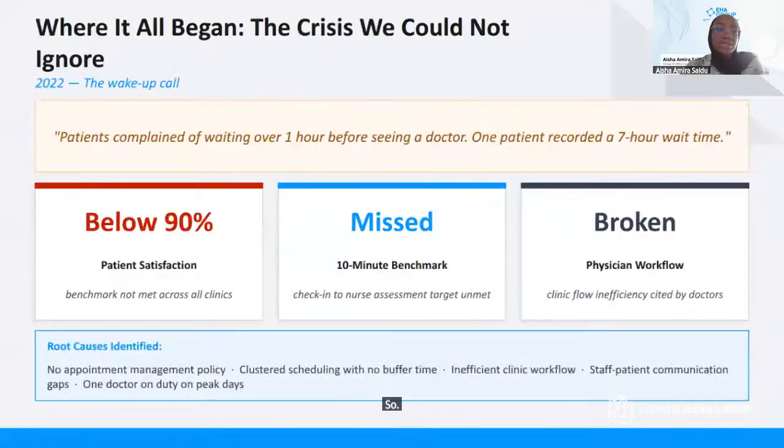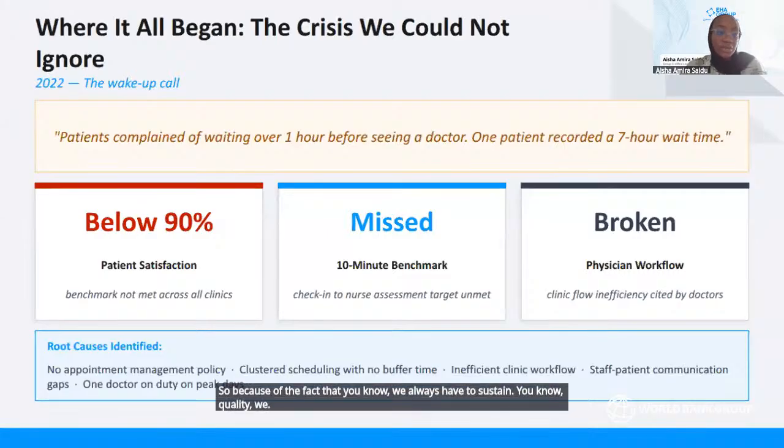So basically where this all began is 2022. Because we always have to sustain quality, we had a very high turnout of patient complaints. Patients complaining that they've waited over an hour before seeing just a doctor, right? You can imagine how that would be a pain in the neck, right? Because when you come into a facility, especially a healthcare facility, most of the time when you come in through that door, there are a lot of things that you may have to do.